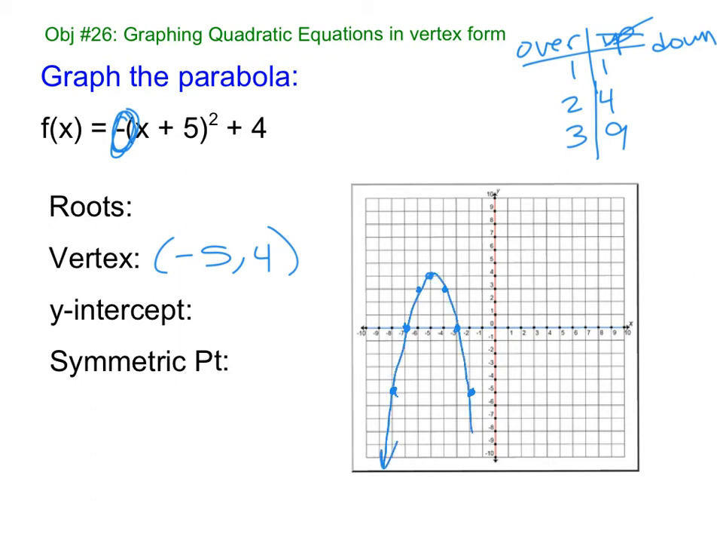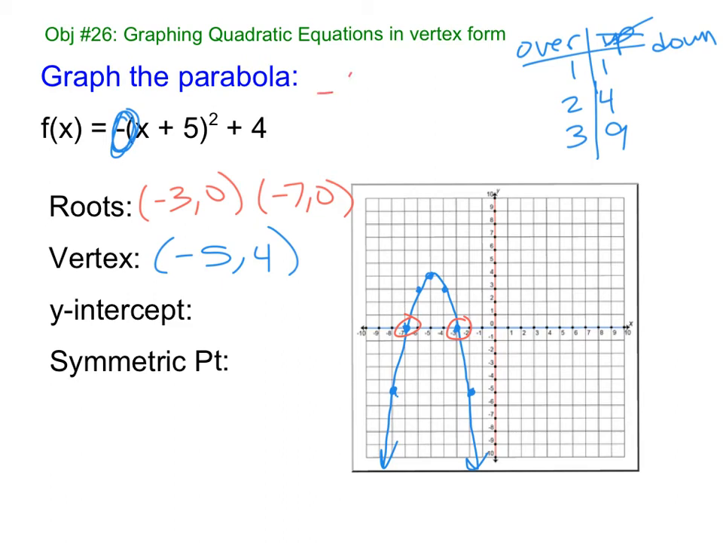And there is my parabola, which is upside down this time. All right, so my roots, where does this cross the x-axis? We got -3 and -7. Again, we need to plug 0 in to find the y-intercept.